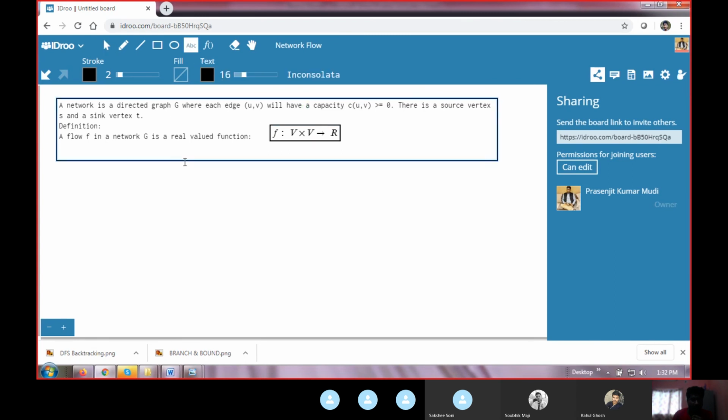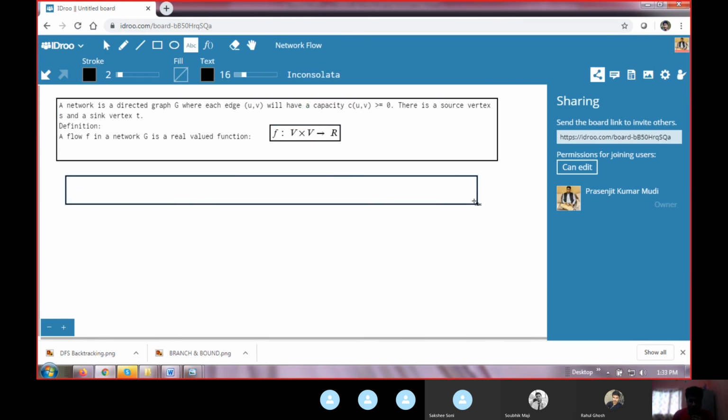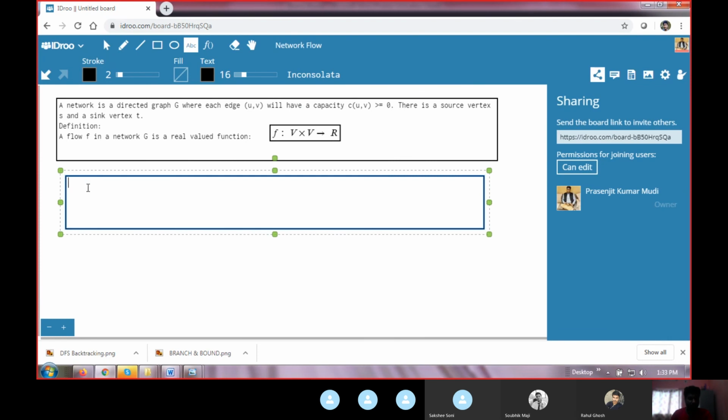Next, having this, we want to define a flow of network G such that, number one, f(u, v) must be less than or equal to the capacity c(u, v). This is known as the capacity rule.